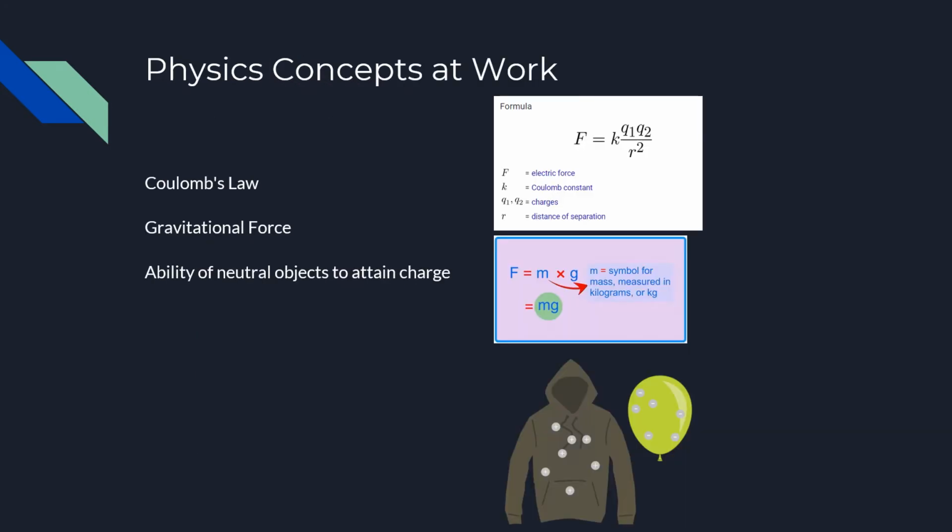The physics concepts behind this lab are the same as those employed for the first lab, them being Coulomb's law, which gives the electric force, gravitational force, which is the product of mass and the acceleration due to gravity, and the ability of neutral objects to attain a charge.